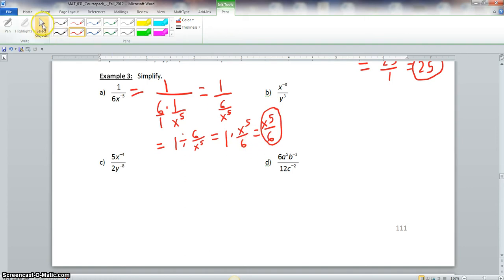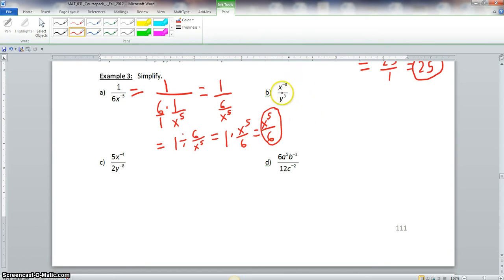Now I need to clear up a little issue here. I need to take this 5 out and make it the correct size, because remember it's an exponent, so it must be superscripted. So it'll be x to the 5th all over 6.